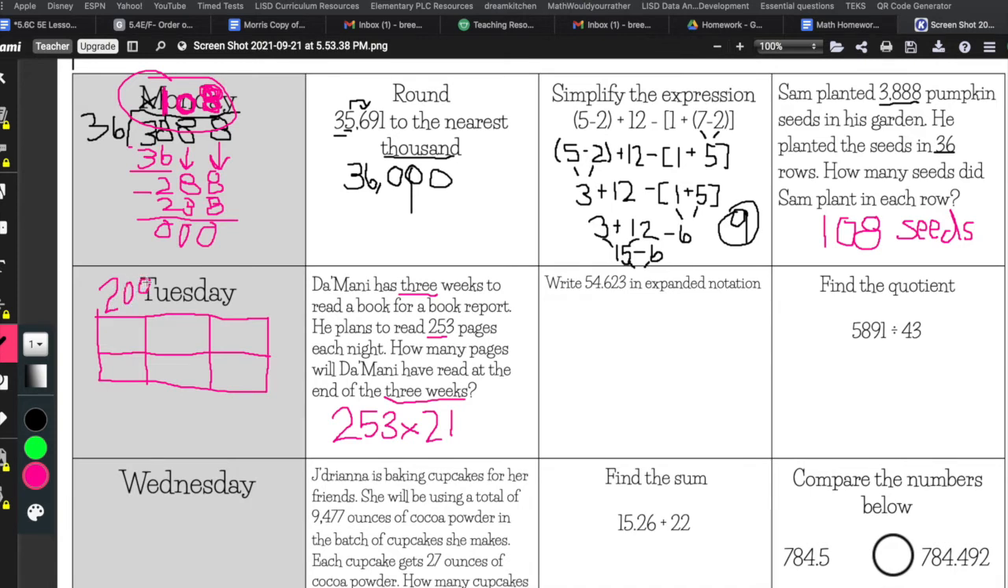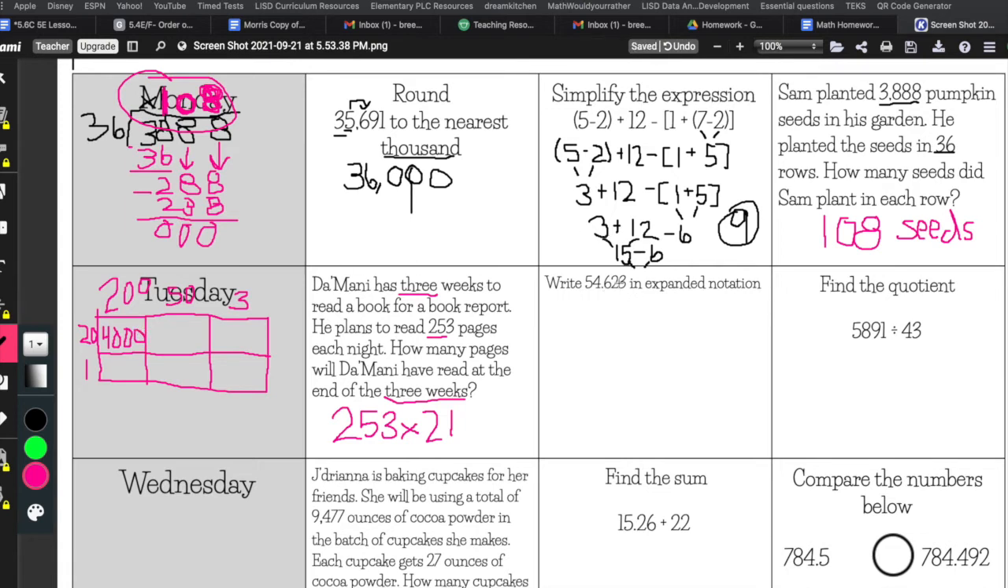Okay, so we got 200 plus 50 plus 3. Okay, and over here we have 20 and 1. Okay, 2 times 2 is 4. We have 3 powers of 10, and I already did more than I said I would. So you do the rest.